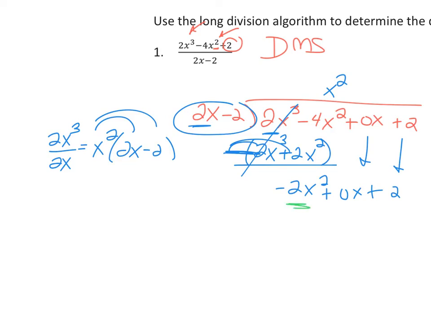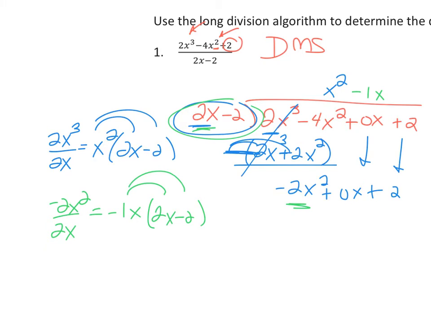Divide the first term by the first term. So negative 2x squared divided by 2x. That'll get me a negative 1x, and that's going to go right up here. Okay, I divided, now I'm going to multiply by the whole outer piece, so 2x minus 2. This will distribute in to get me negative 2x squared plus 2x.